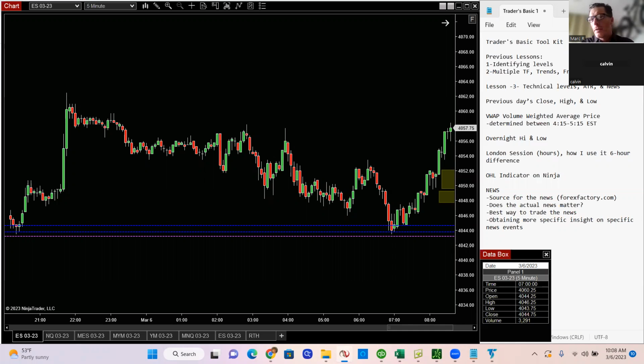All right, so this is Trader's Basic Toolkit Lesson 3. Previously talked about in Lesson 1, identifying levels. There is drop-based rally, rally-based rally, rally-based drop, drop-based drop. We talked about identifying those, how you can draw them, the range of candles.